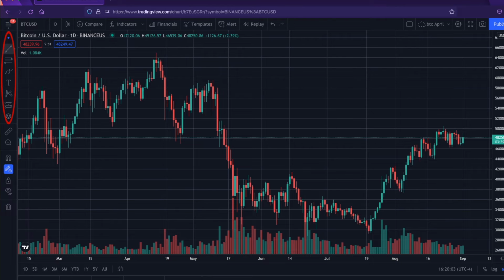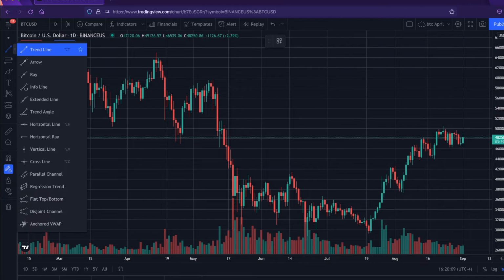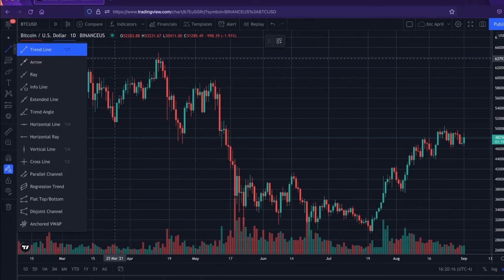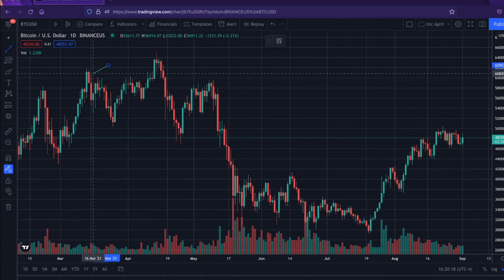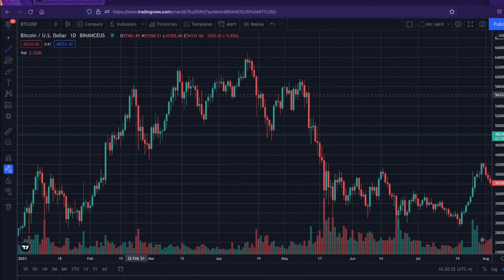So what we're going to look at is just this line tool. You've got a trend line, arrow, array, different types of lines, different types of drawing tools that you can use. We're just going to look at a simple trend line. What we're going to do is draw some support and resistance lines.